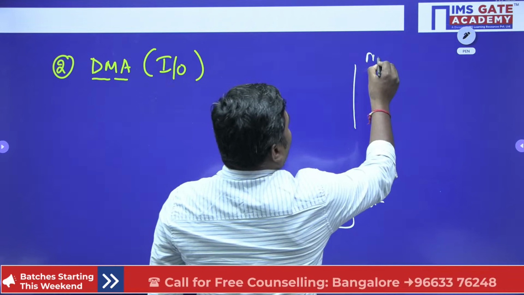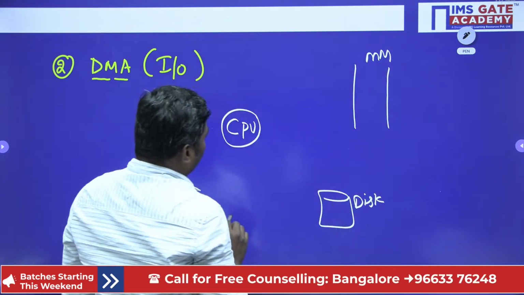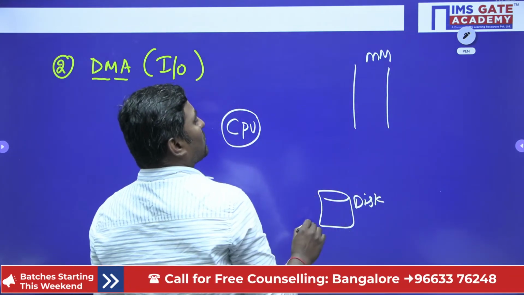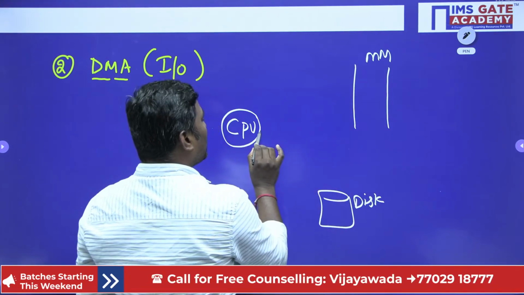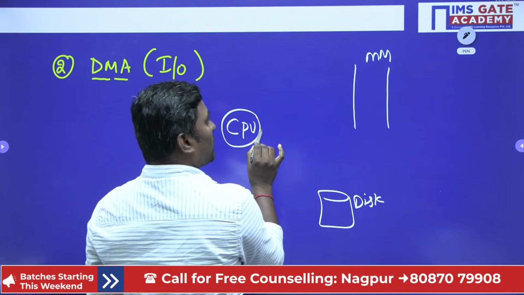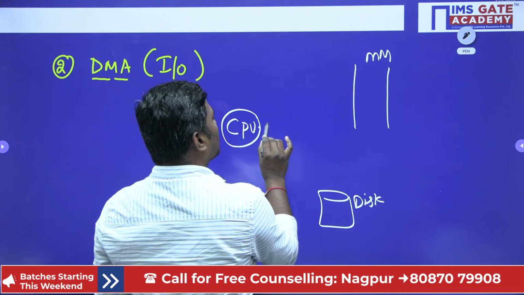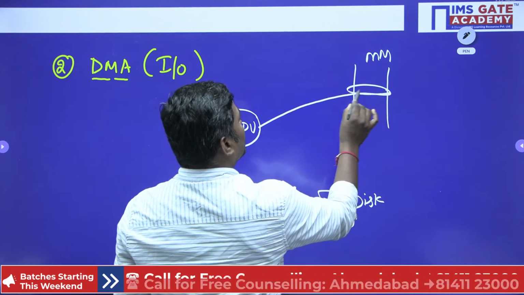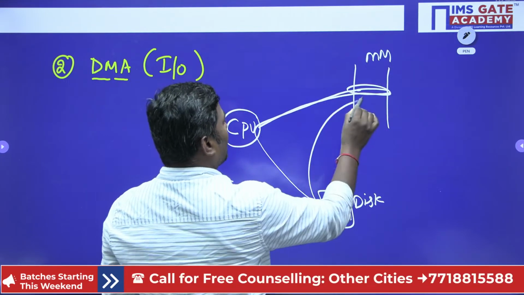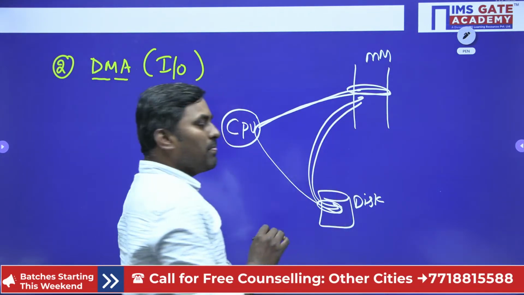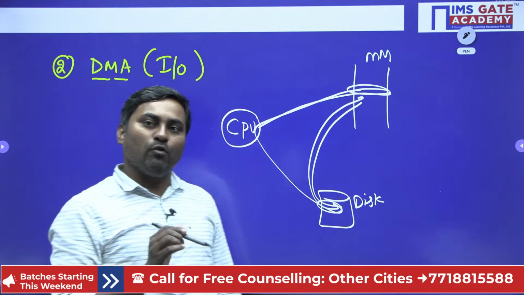This is the main memory I am talking about, and there is some system bus. Suppose you want to transfer data from memory to disk or disk to memory. CPU intervention is generally required. The processor will fetch some IO-related instruction to read the data and transfer it. Processor generally does the IO operations only.